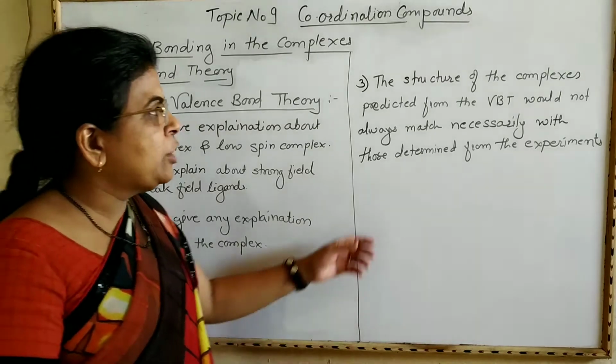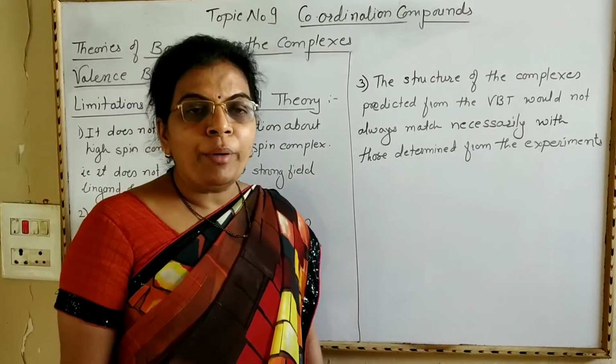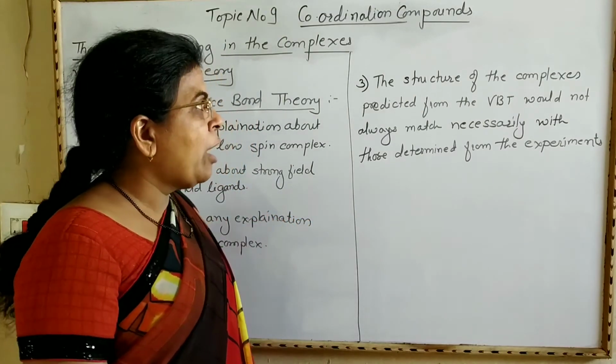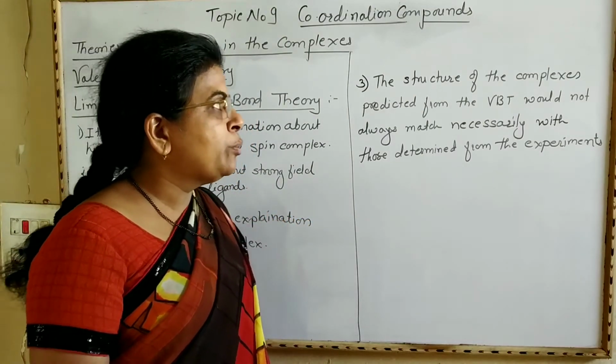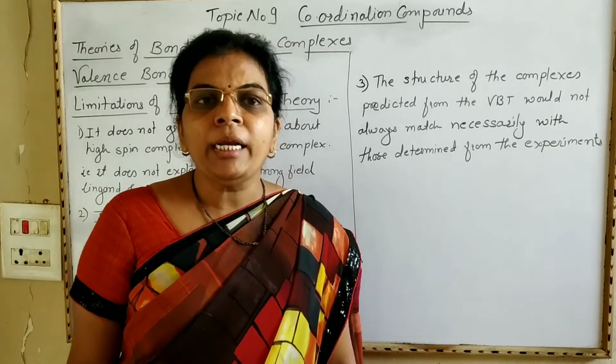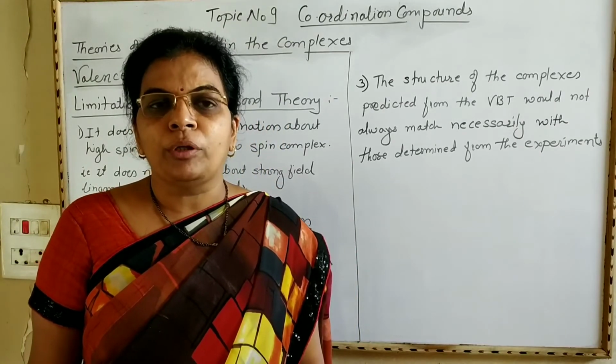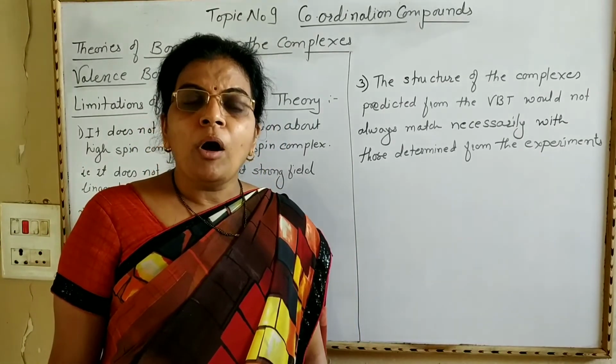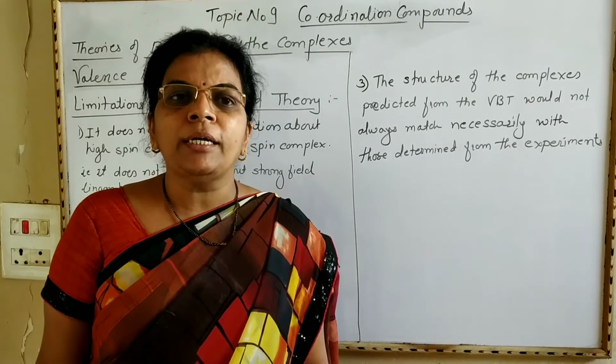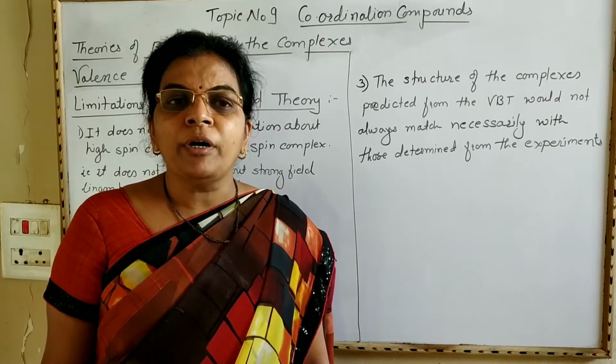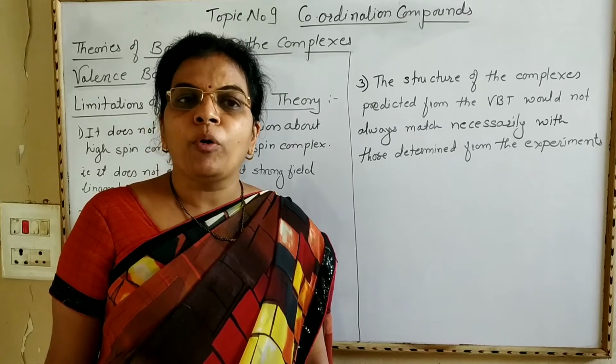And the third limitation is the geometry of the complex. Now we have seen that according to valence bond theory we can predict the geometry or structure of the coordination compound. But on the basis of experimental study, these structures are different from those of the valence bond theory.